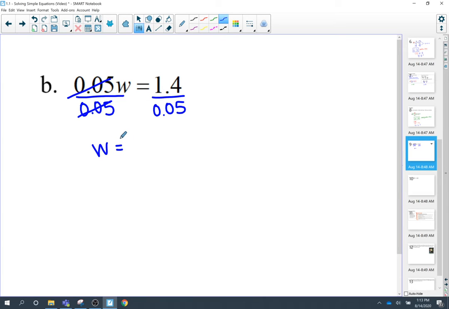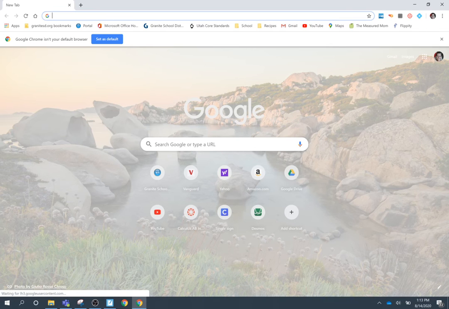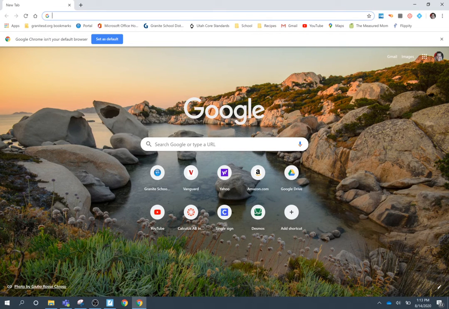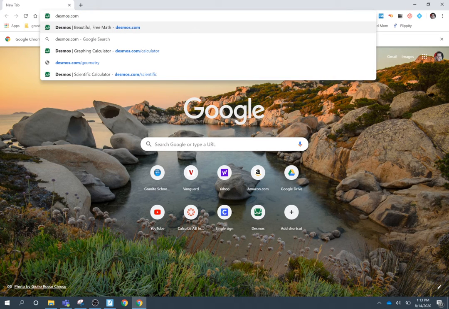Now, at this point, if you're using a calculator, great. I'm going to show you a trick, and this is actually what we're going to use throughout the year since everyone's carrying around a Chromebook. We have 1.4 divided by 0.05. I want everyone to go to a web browser. In your web browser, if you do not have a calculator or if you want a different calculator, this is the calculator we're going to use. Desmos.com. Hit enter.